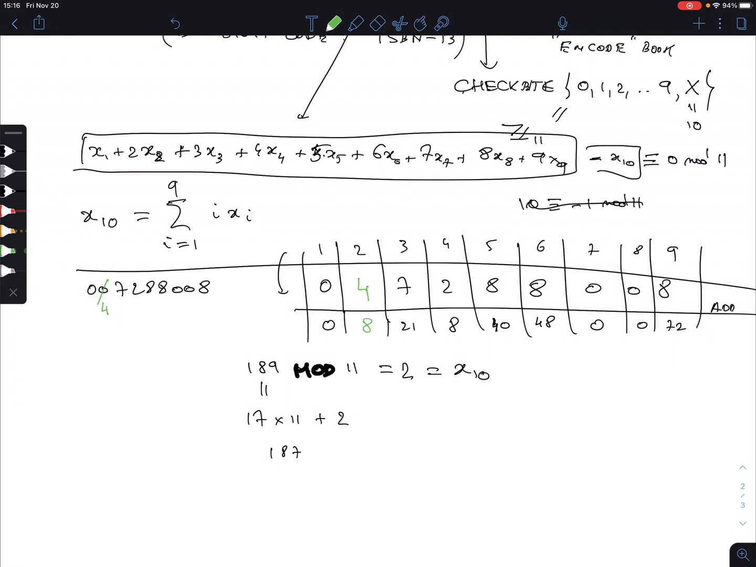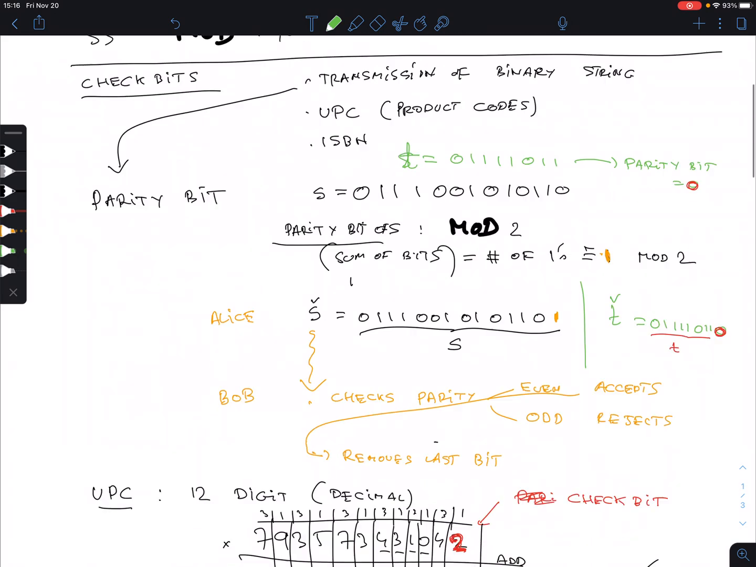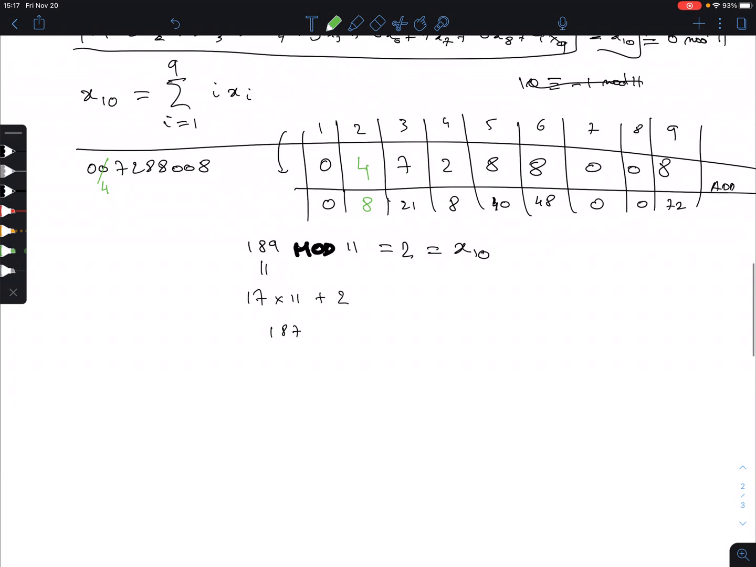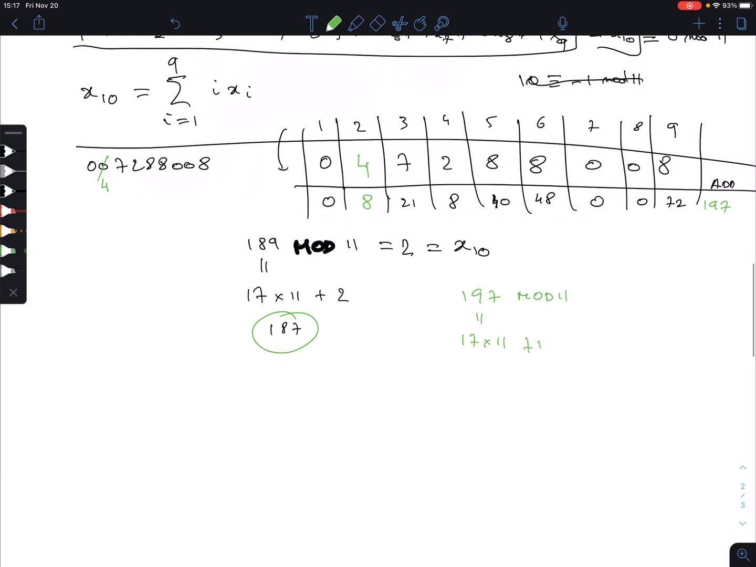Okay, so this would be an 8 now. We had 189. That originally was a 0, right? So 189, so we have an extra 8 to this, so we get 197. So what is 197 mod 11? Well, it's still 17 times 11, which is 187, plus 10. So this is 10. So this is now equivalent to 10 mod 11.